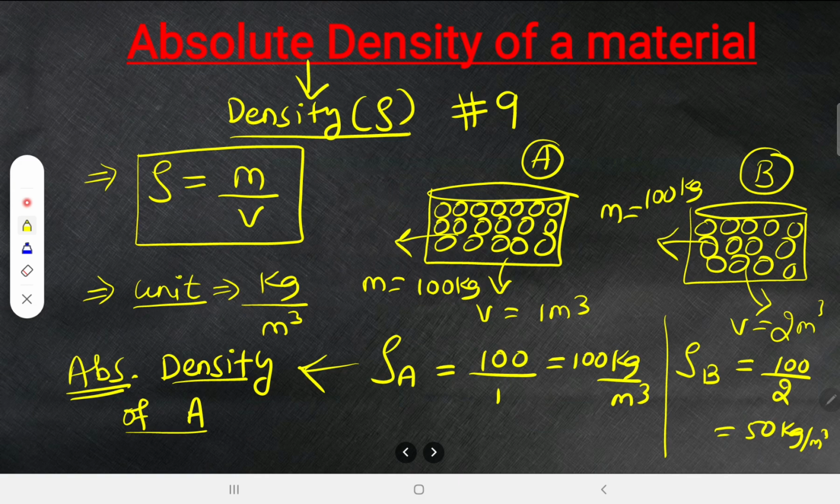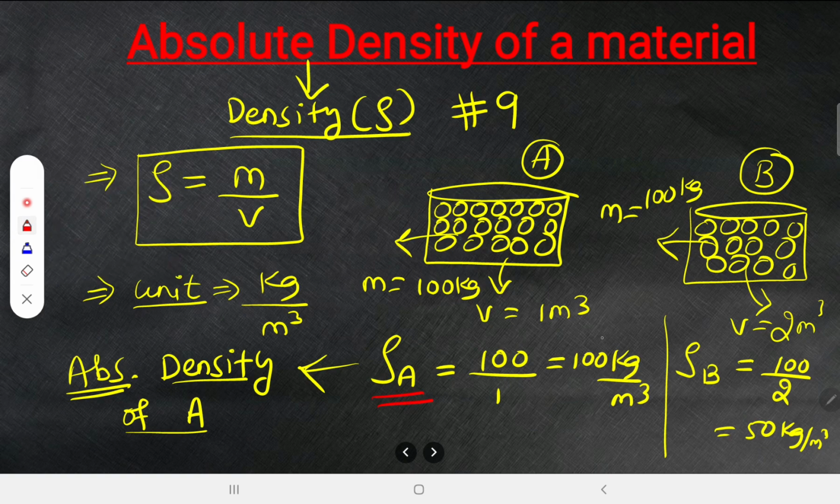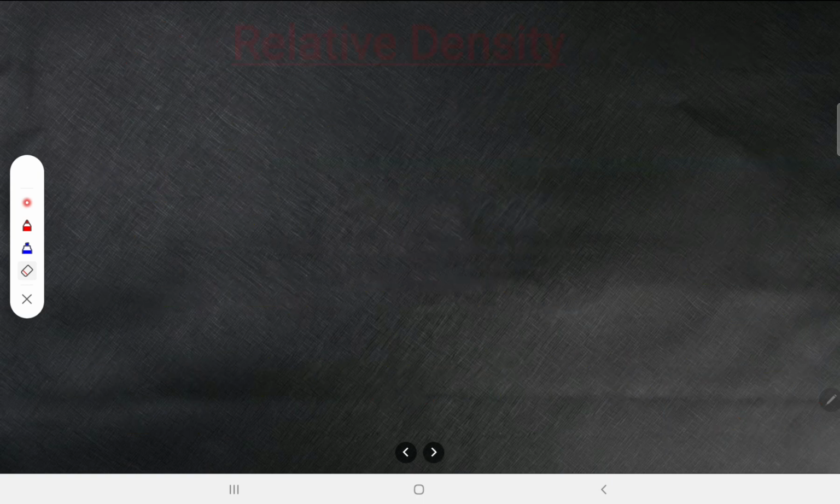Now if you want to compare this A and B, look at this A and B. A is 100 and B is 50. If you want to compare both of these, compared to this it is doubled, and compared to this it is half. Alright, I hope the concept is quite clear. So that brings us to the concept of relative density.